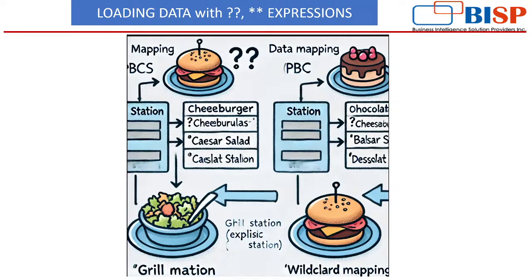So with the question mark, you are explicitly mapping each menu item, the order, to a specific station, that is the target. This is like having exact instructions for each item. So when the flat file, that is the list of the orders, is loaded into the system, it knows exactly where each item should go.